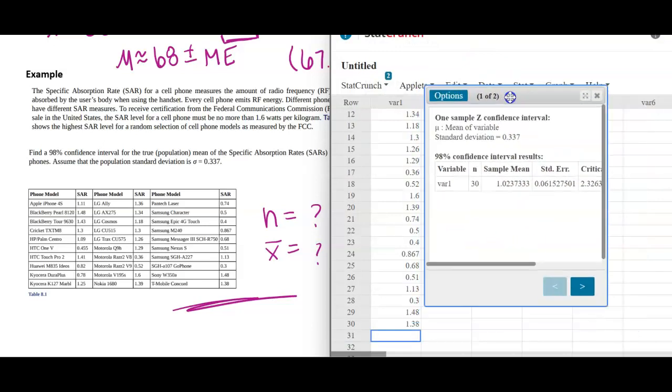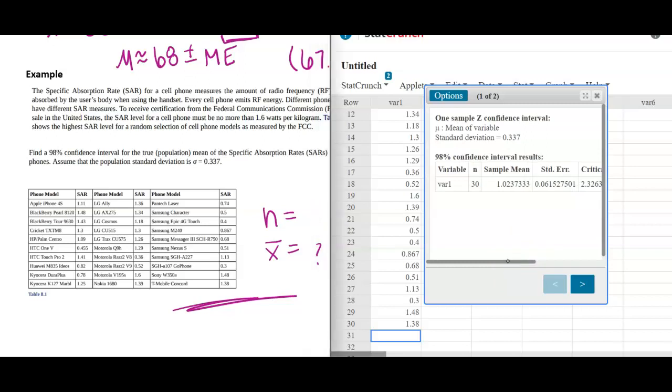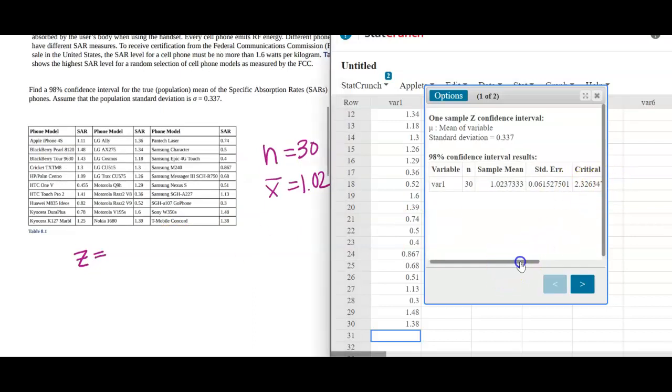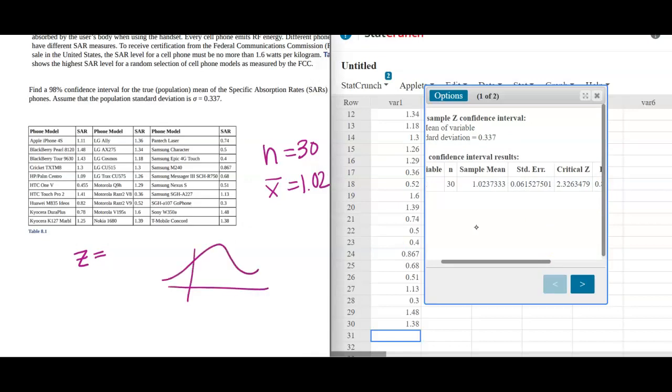Okay, options 1 of 2. Well, where do we go into? I don't know how we find the other one. Maybe if I zoom out? No. Okay, whatever. Okay, so it found for me the sample mean and n. So n is, if I go back over here, n is 30 with a sample mean of 1.02. And then if I take a look at the z-score, it tells me that that z-score, again, for 98% being in the middle, is plus or minus 2.326.